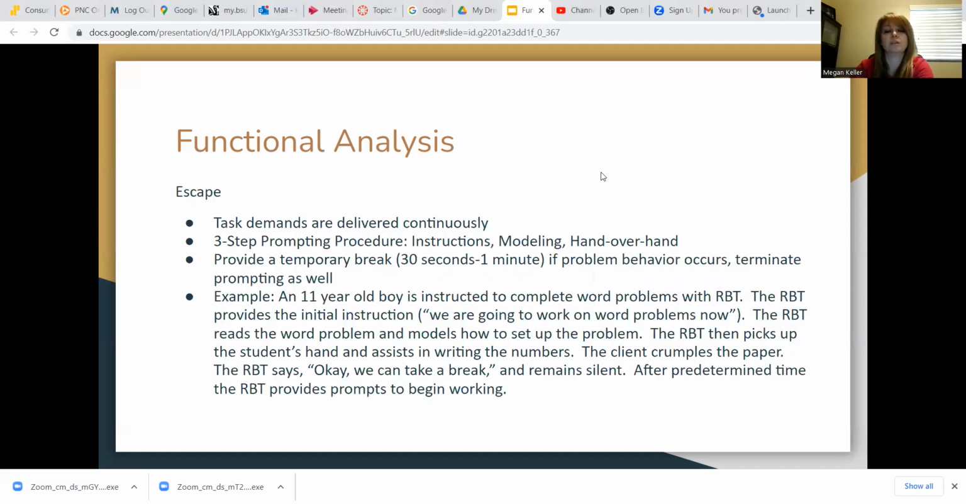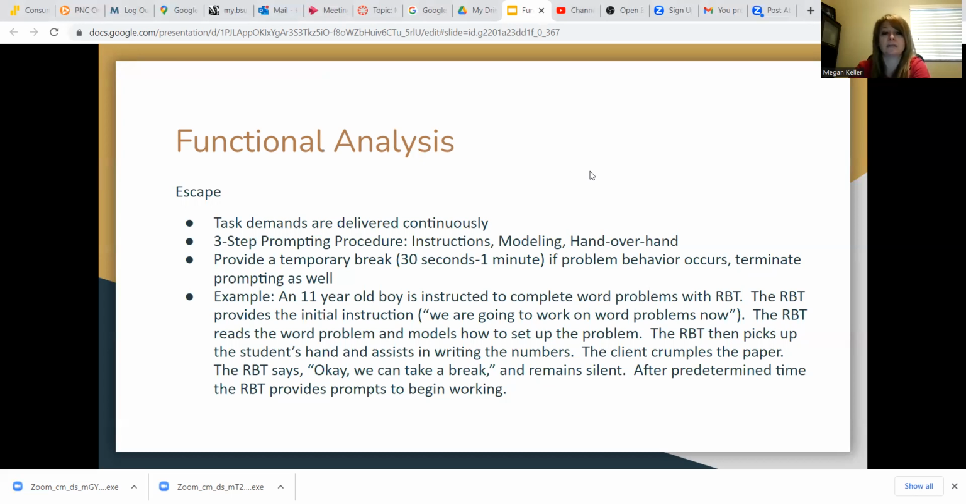The escape condition is the condition in which task demands are delivered continuously. The RBT should use the 3-step prompting procedure, which includes instructions, modeling, and hand-over-hand assistance. The RBT should provide a temporary break between 30 seconds and 1 minute in duration if the problem behavior occurs. The RBT should terminate prompting as well.